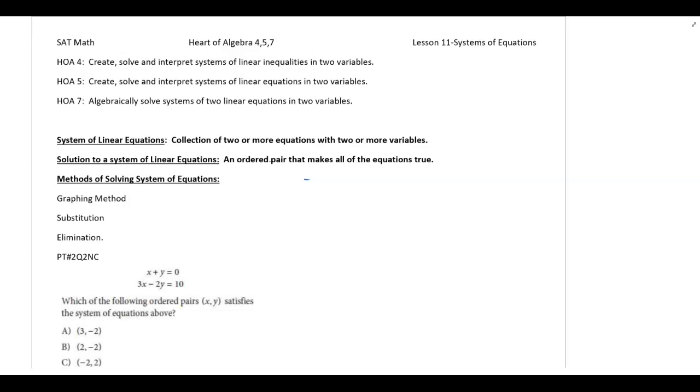SAT Math Lesson 11 is all about system of equations, all right? The standards are Heart of Algebra 4, Heart of Algebra 5, and Heart of Algebra 7, okay? And you can read those right here.